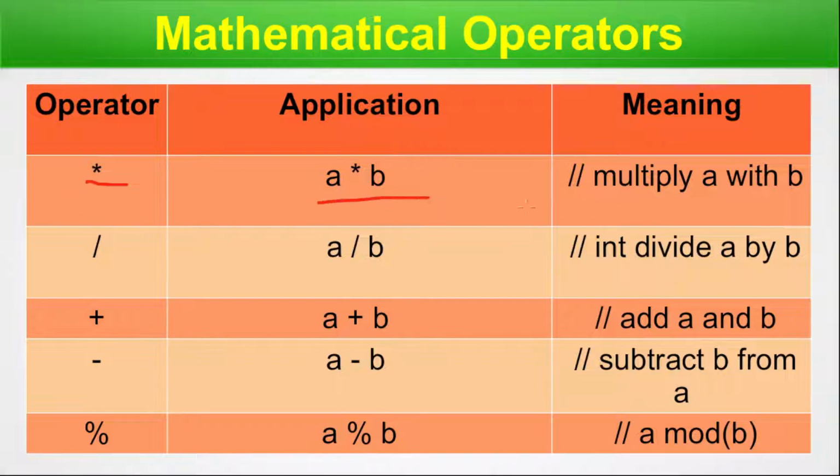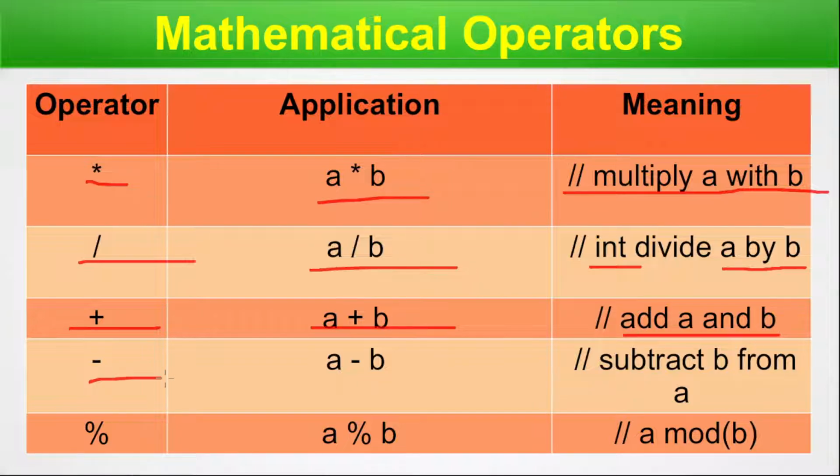Star, A star B, means multiply A with B. Slash, A slash B, integer divide A by B. Plus, A plus B, add A and B. Minus, A minus B, subtract B from A. Percentage, A percentage B, A modulus of B.